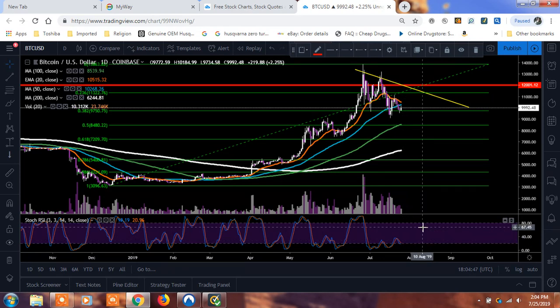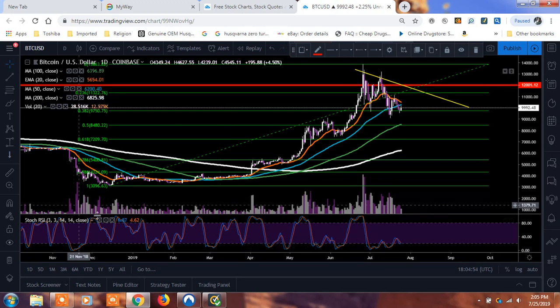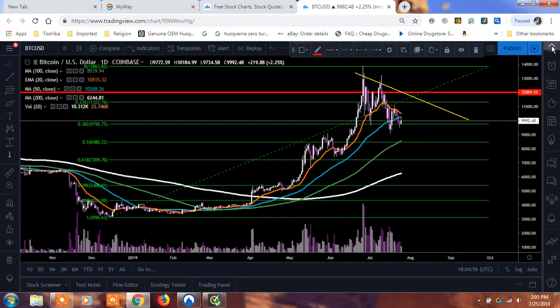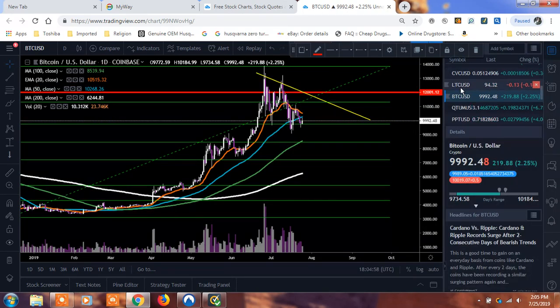We're going to be looking at Bitcoin here, see if we can make that move to the upside. First, we need to close up above that 50 moving average. I think that's an important thing that we need to do for Bitcoin. So that's Bitcoin. I'm going to move on to Litecoin here.